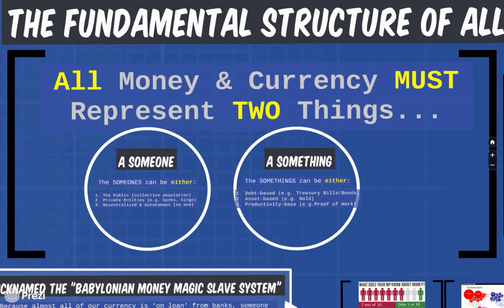A something means, what is this monetary system based on? Yeah? What is it based on? Okay? Is it based on gold? Is it based on silver? Just paper? Is it on debt? Is it on whatever? So those two questions must be answered. And these are the fundamentals of the system. And depending on what you choose, you end up with a very different society.